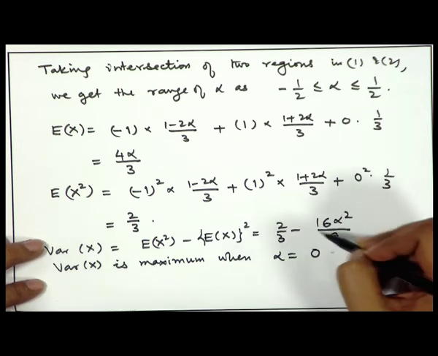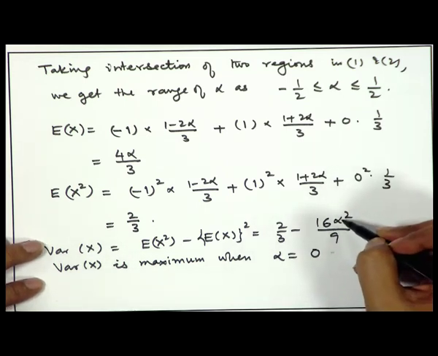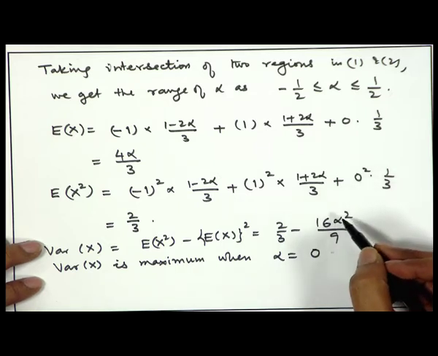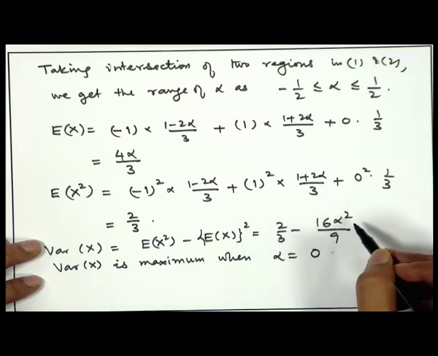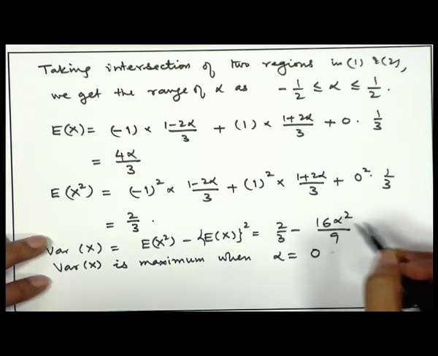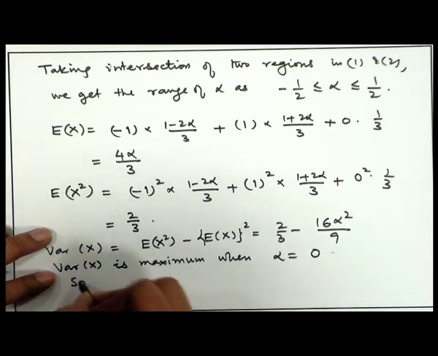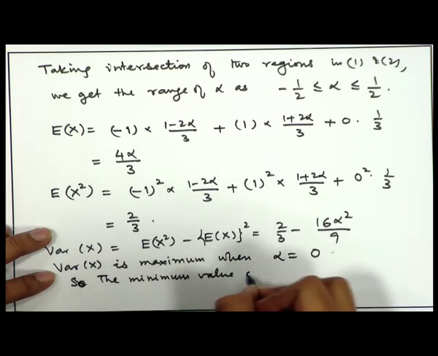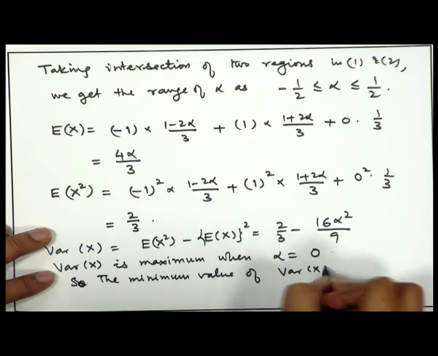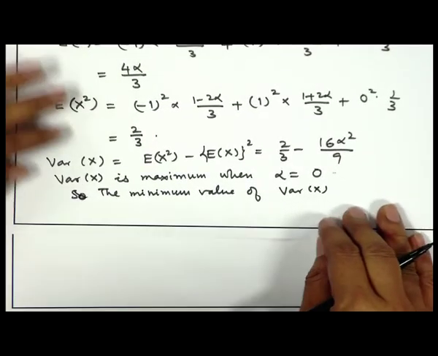Now, to look at the minimum, you have to have the maximum value of mod alpha. Now, in this range the maximum value of mod alpha will be alpha is equal to plus half, because alpha is equal to minus half and plus half both lead to mod alpha is equal to half. So, that will give me the minimum value of variance x.